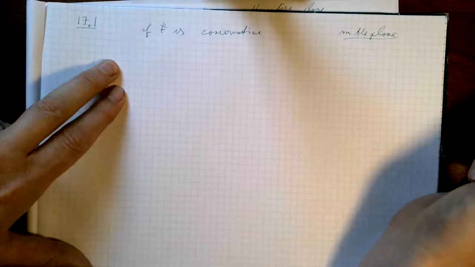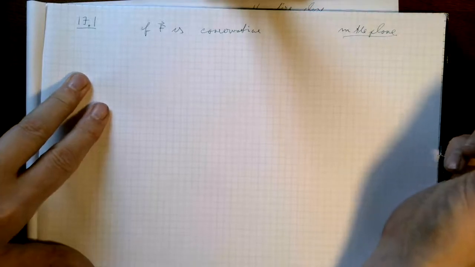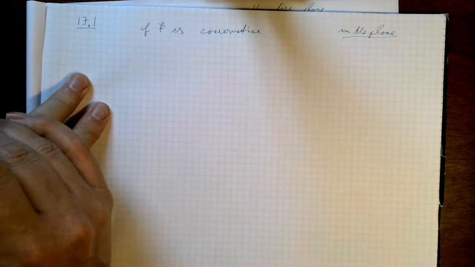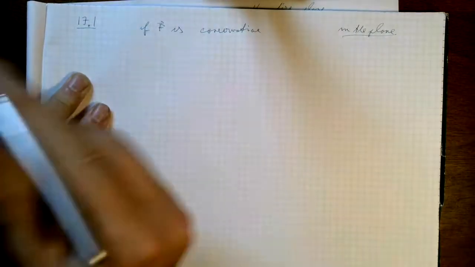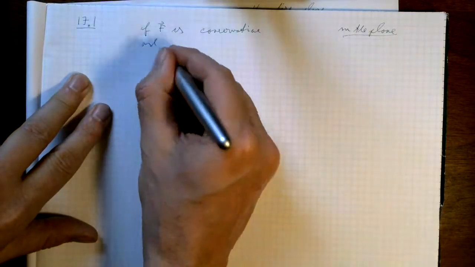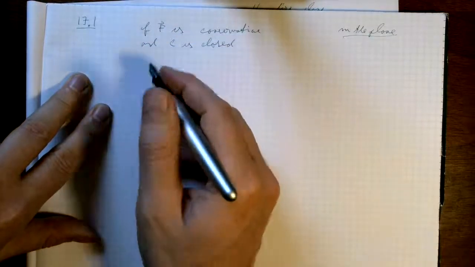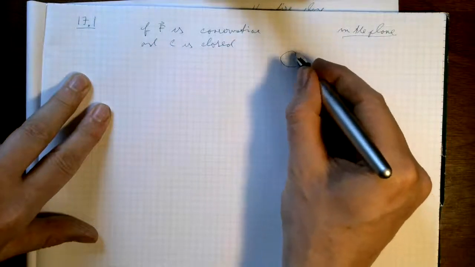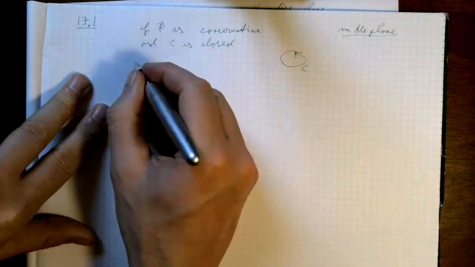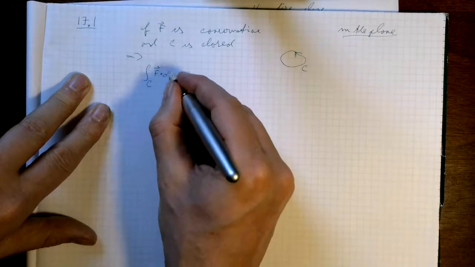We're not going to be in 3-space. We're only going to be in the plane, so in 2 variables, x, y. No z. So if f is conservative, and C is closed, so a closed curve, some loop like this, then we have that. This is something that we saw, right?